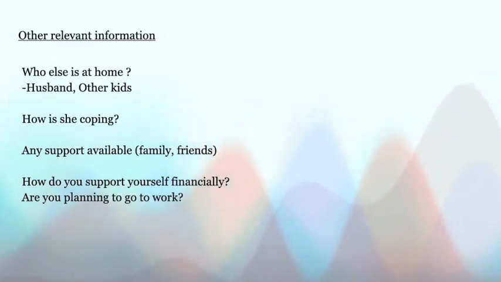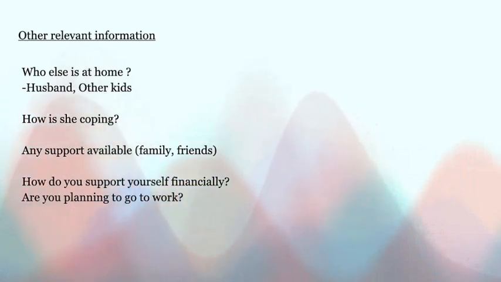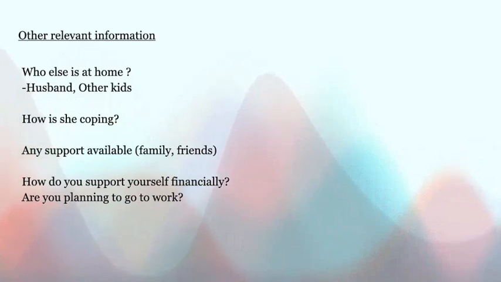So what are the other relevant information? It's very important to ask who else is at home. Do you have other kids? Is your husband with you? How are you coping with the situation? Do you feel overwhelmed? Is there any support available? Is there any family, friends around? Do they come and help you?